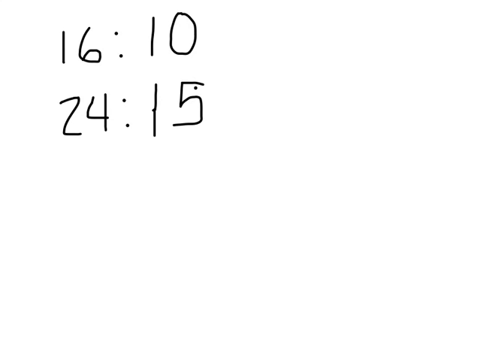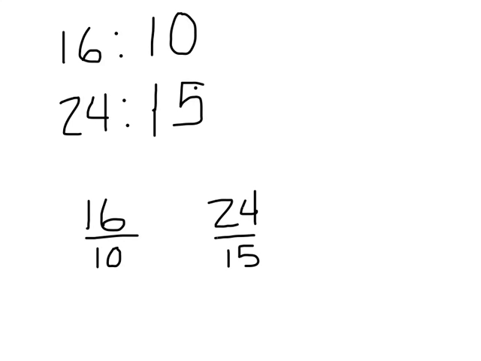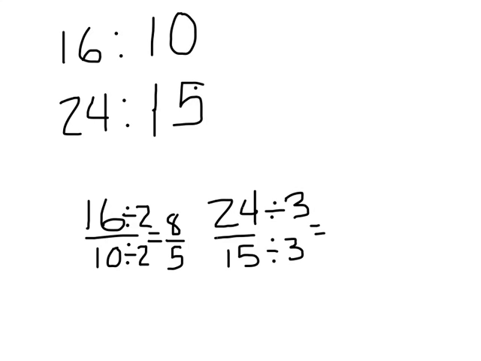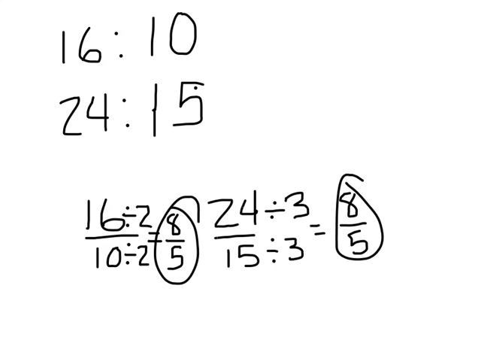Well, remember, I can write the ratio 16 to 10 as the fraction 16 over 10. I can also write the ratio 24 to 15 as 24 over 15. Now I can simplify both of these to figure out if they come down to the same number. 16 and 10. I know that both of these are divisible by 2. And that would give me 8 to 5 as my ratio. 24 and 15. I know that both of these are divisible by 3. And that would give me 8 to 5 as my ratio. These two ratios are equivalent because they simplify to the same number.